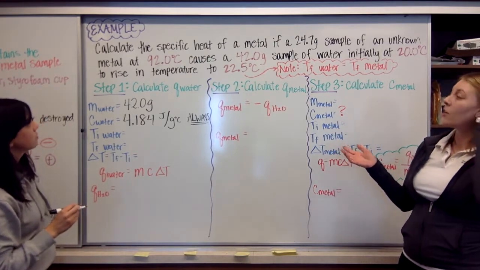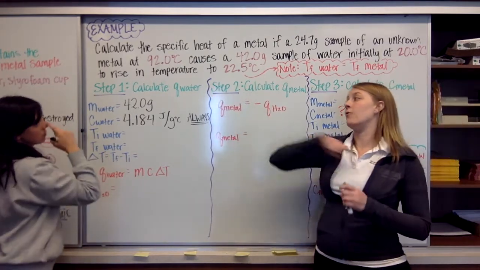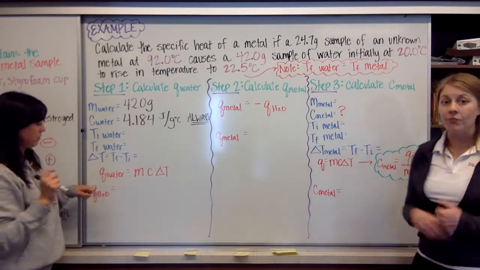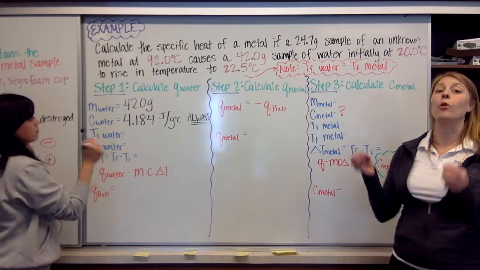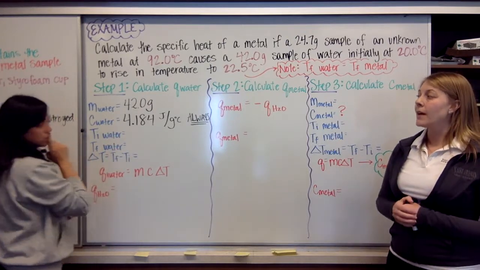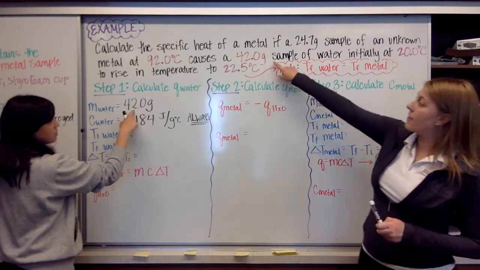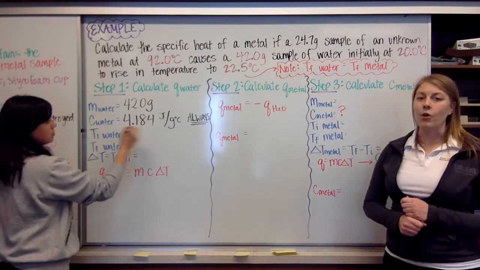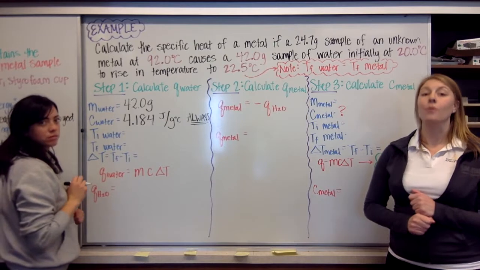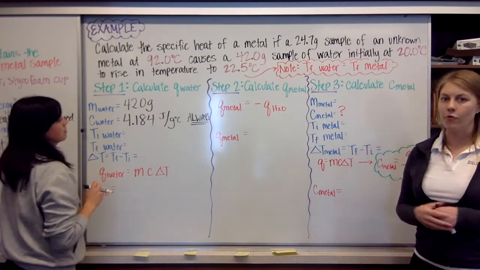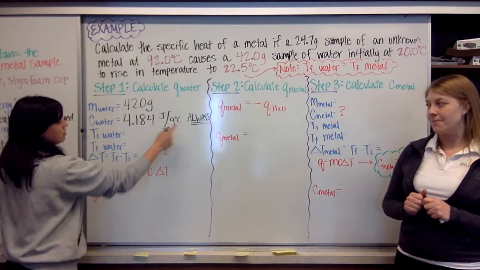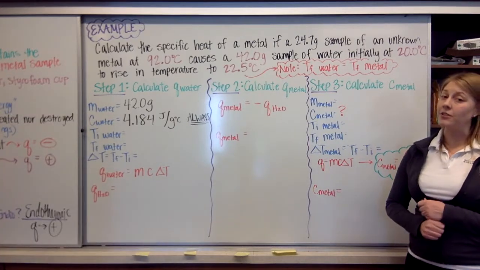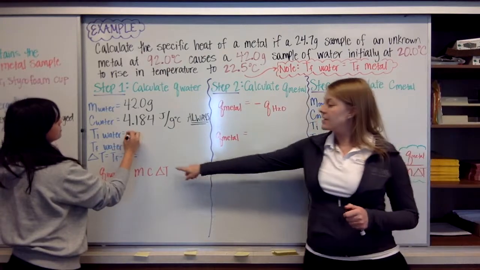So we need to start with step 1, which is calculating the Q of water, the heat of water. We're going to use our equation down below, Q equals mcΔT, and remember we're going to plug in all the variables for the water, so we need to write them down. We already know that the mass of the water sample right here is 42 grams, and I wrote in the specific heat of water because it is always the same for water, 4.184 joules per gram degrees C, always for water. Now, we need our initial and final temperatures so that we can calculate this delta T.